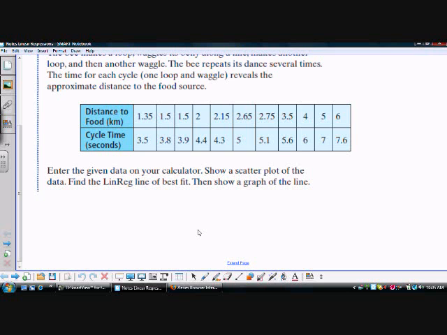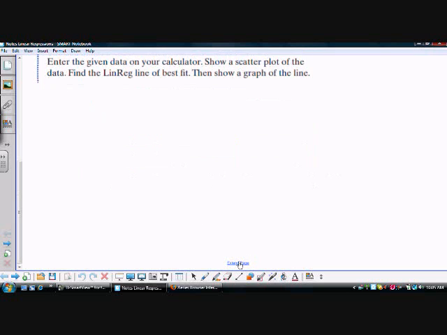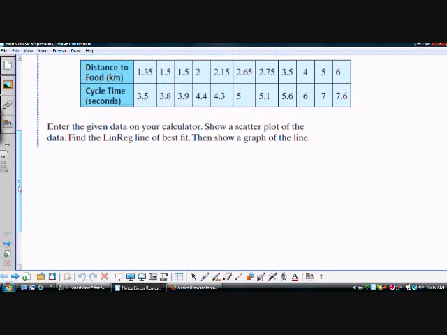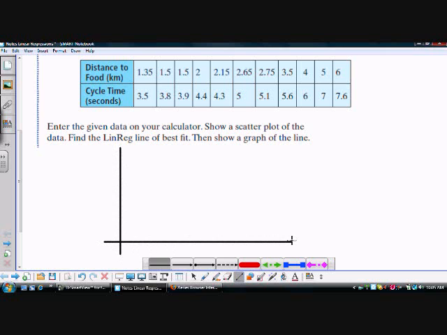So before we get into the calculator, we're just going to do a little manual scatter plot here, because some of your homework asks you to do that. So I'm going to make myself some pretty rudimentary scatter plot here. Distance to food, cycle time in seconds.